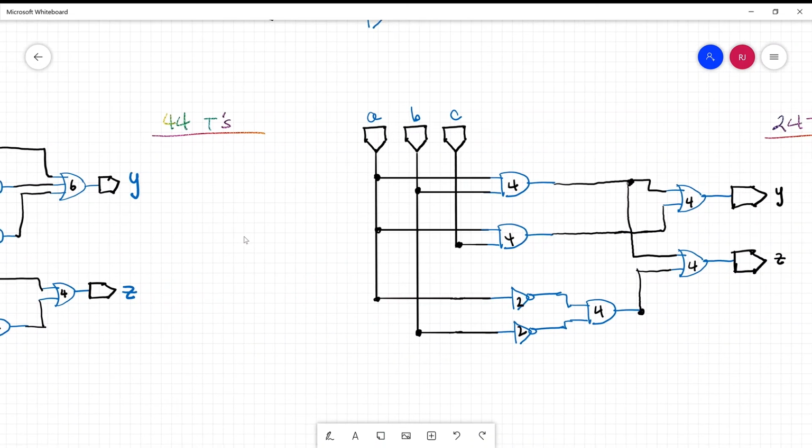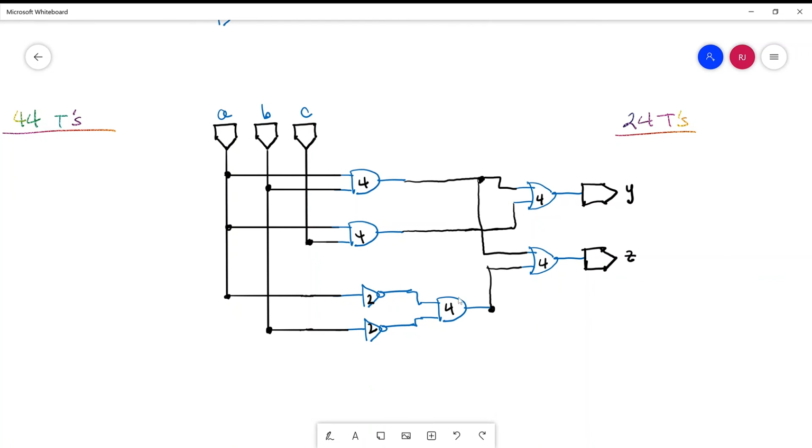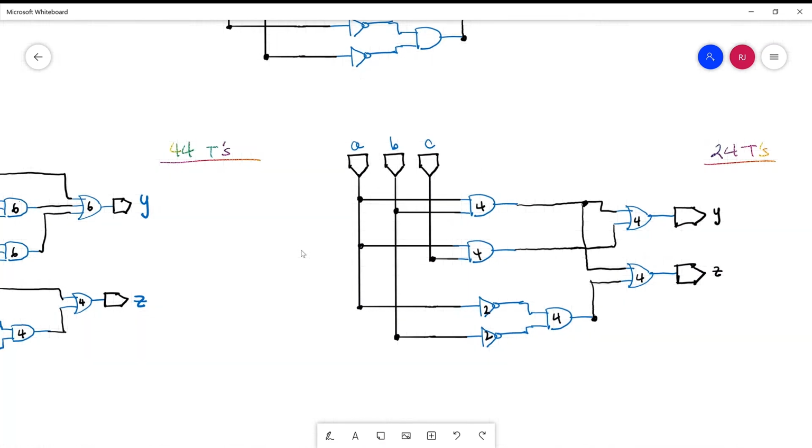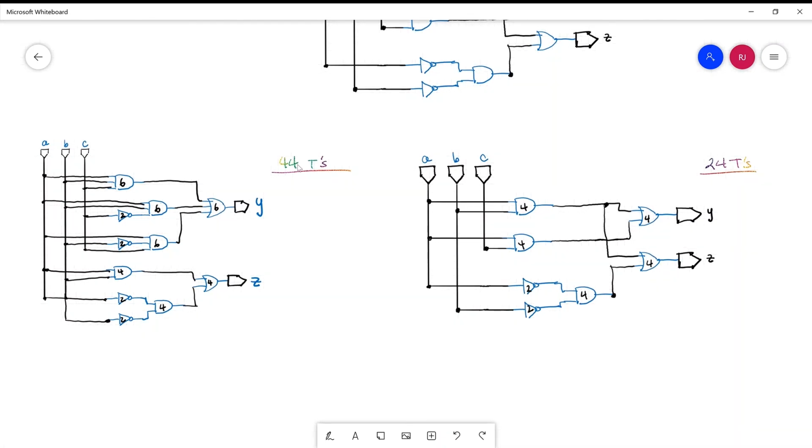And then on the right here is our minimized case. So again, all the numbers of transistors per gate are listed, and when you sum them up, you have 24. So there's a pretty drastic difference between the original schematic and the final schematic. Specifically, you went from 44 transistors down to 24, and that's a good improvement.